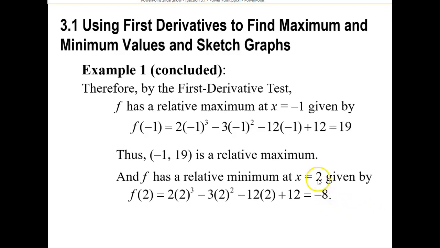f has a relative min at 2 because of the decrease to increase pattern in the chart on either side of 2. So if I plug 2 into my function, I get -8. So that means that the ordered pair (2, -8) would be your relative min, which is what we saw on the initial graph. This is just verifying it or figuring it out if you were not able to sketch a graph first.